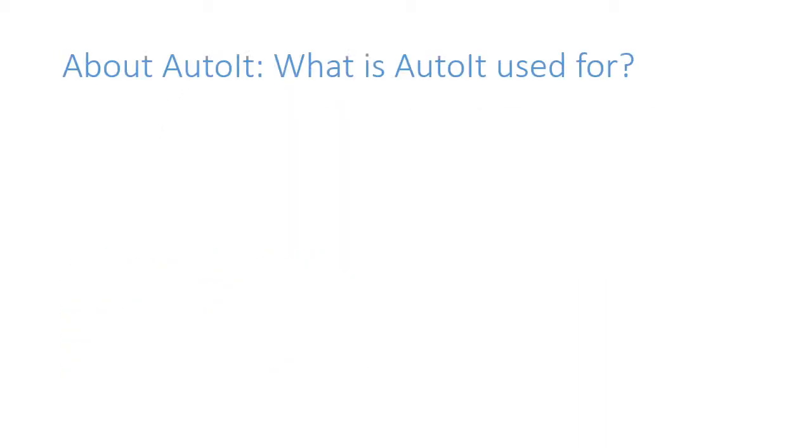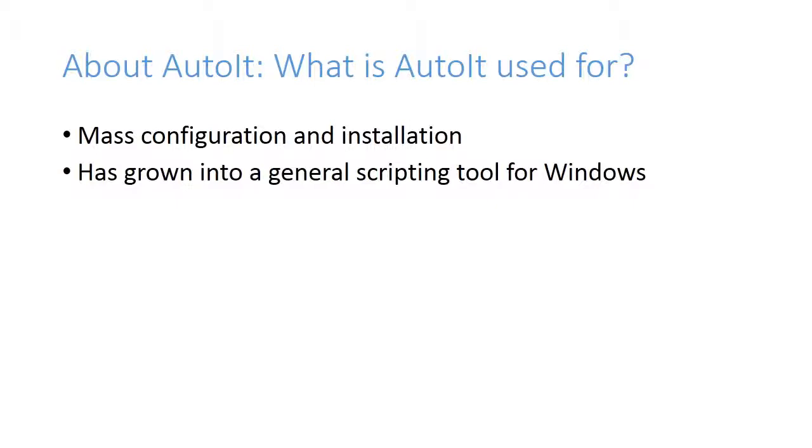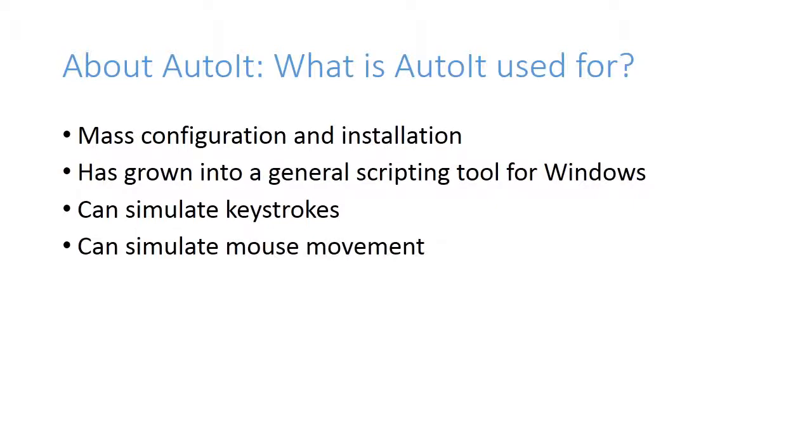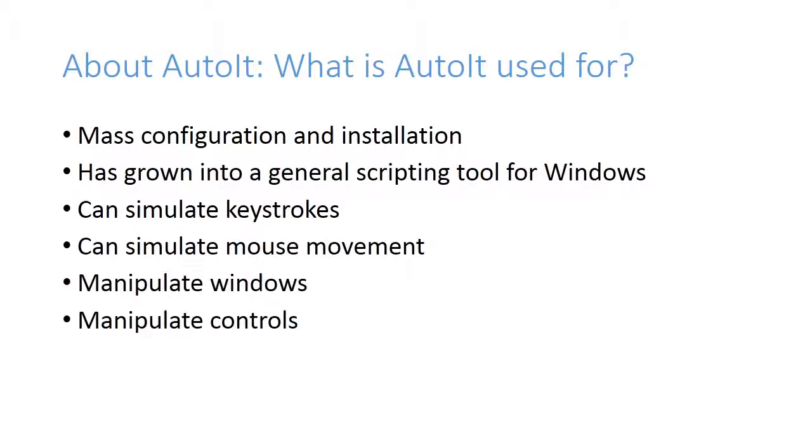AutoIt, a brief about AutoIt. What is AutoIt used for? Primarily, mass configuration and installation. It has grown into a general scripting tool for Windows PC automation. It can simulate keystrokes, mouse movements and clicks, manipulate windows, and their controls.